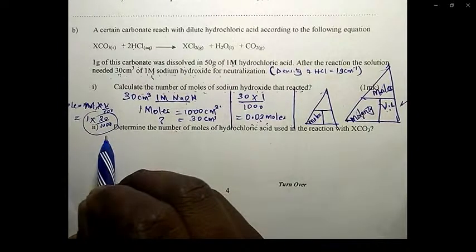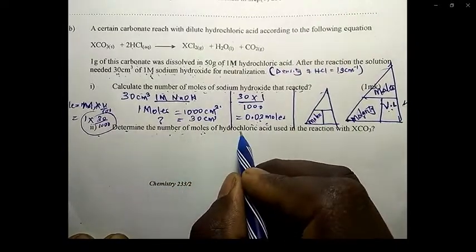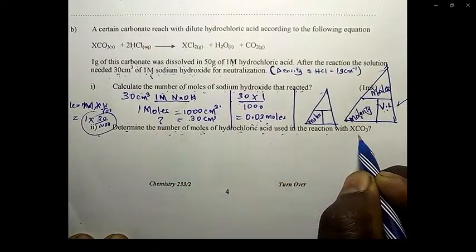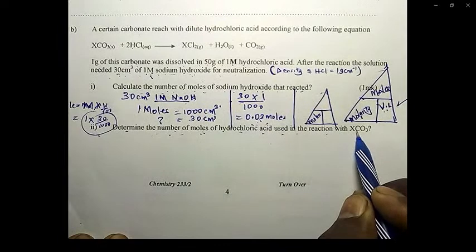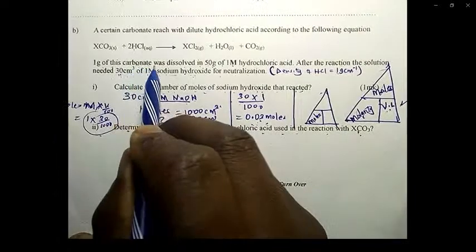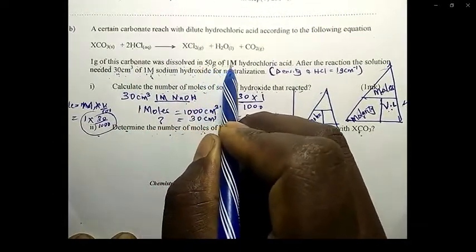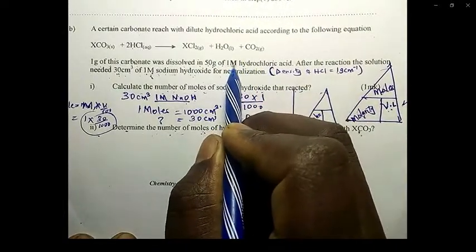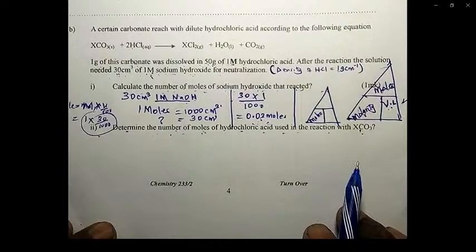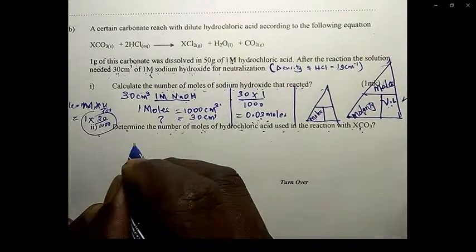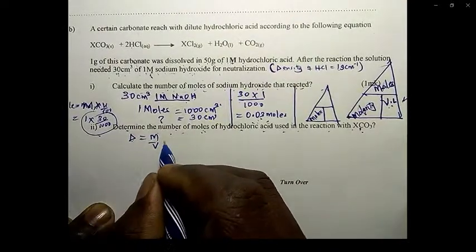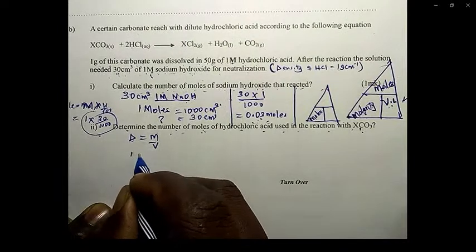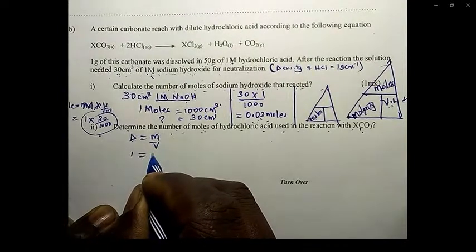Part 2, determine the number of moles of hydrochloric acid used in the reaction with the carbonate. Remember, the number of moles that reacted with the carbonate, we don't know that, but we can get that. First, we were given that 1 gram of the carbonate was dissolved in 50 grams of 1 molar hydrochloric acid. So first, let us find the volume of the hydrochloric acid, the total volume where the X carbonate was placed to react. We know that the density is equal to mass over volume. The density we have been given is 1.